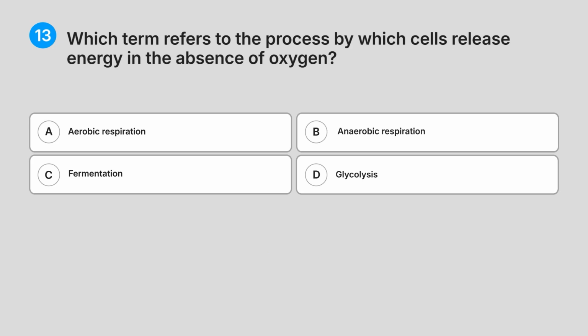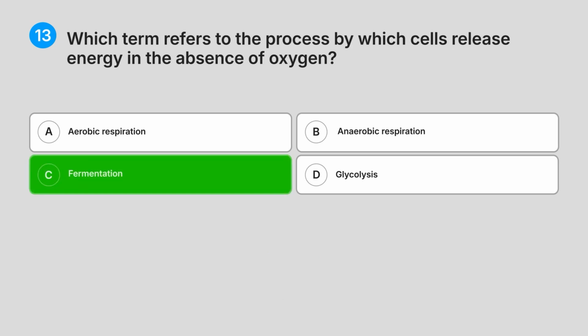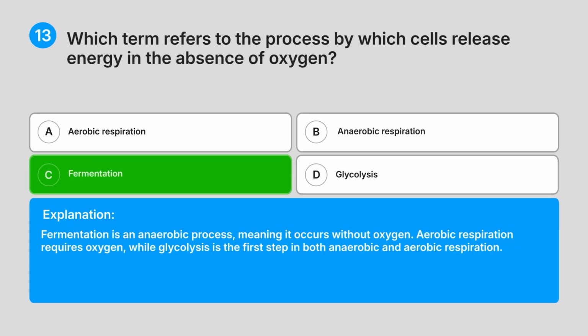Correct. Answer C. Fermentation. Explanation. Fermentation is an anaerobic process, meaning it occurs without oxygen. Aerobic respiration requires oxygen, while glycolysis is the first step in both anaerobic and aerobic respiration.